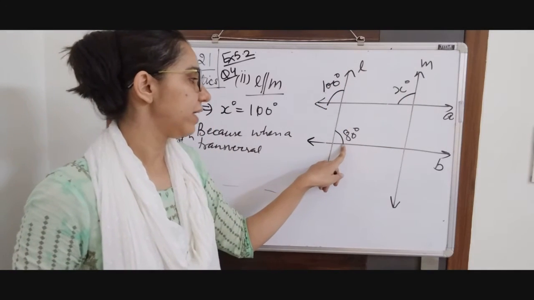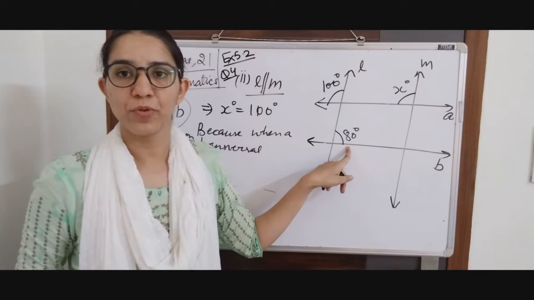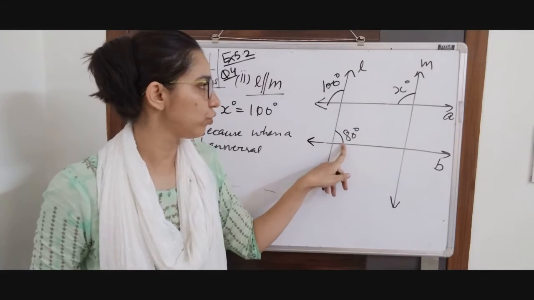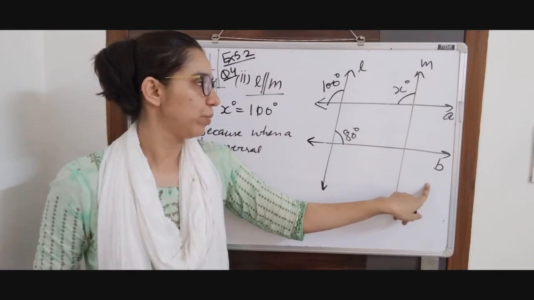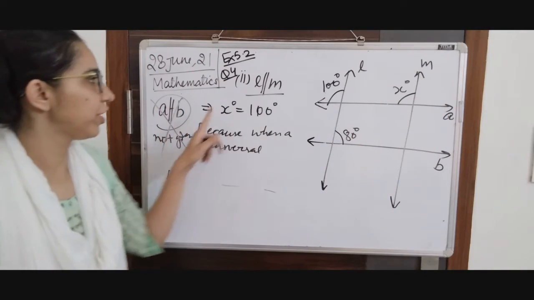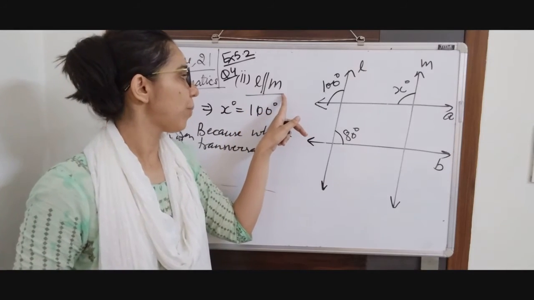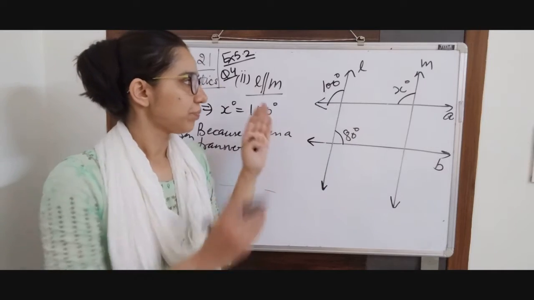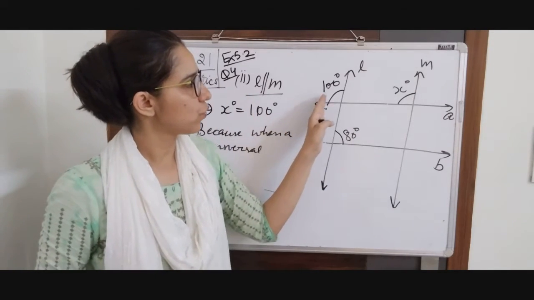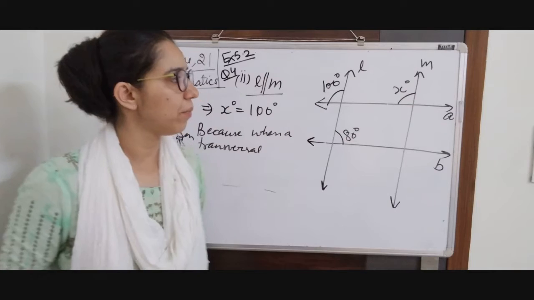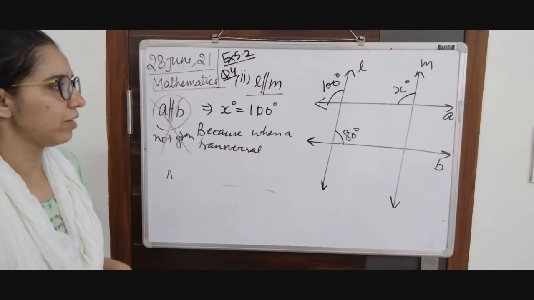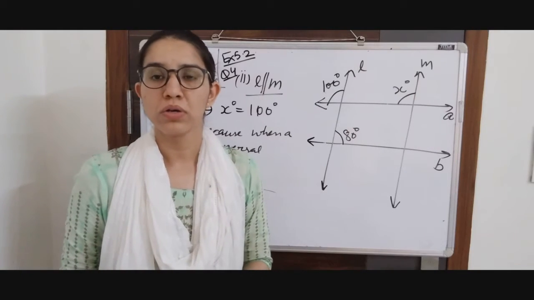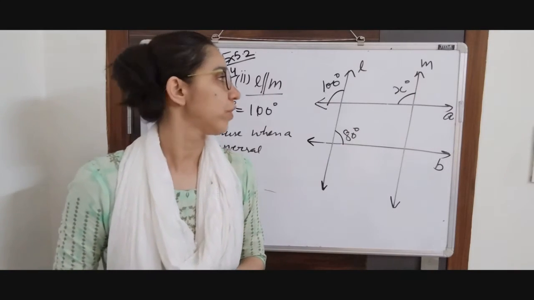This 80 degree is provided just to make you confused. So don't get confused, don't use A parallel to B because it is not given to us. We are provided with only one pair of parallel lines, that is L and M. So we will use the corresponding angles made by L and M only, okay, not by A and B. Forget this angle and you will get to know the angle of X degree.